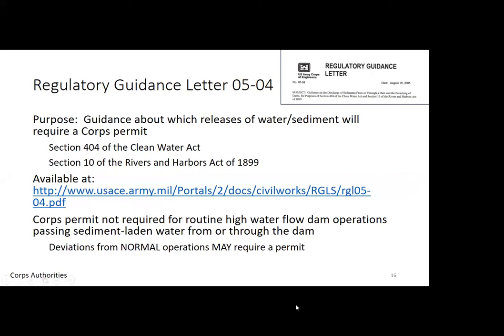It also states that Corps permits are not required for routine high water flow dam operations that pass sediment-laden water from or through the dam. In other words, any normal dam operation doesn't trigger that 404 permit requirement or that Section 10 permit requirement. However, if there is a deviation from those normal operations, they may require a permit depending on what's being done and its effects on the environment in terms of what's happening to that sediment. Next slide, please.